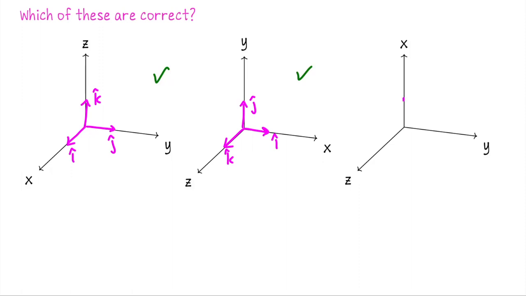On the other hand, in this third picture, if I have I pointing along the positive x-axis, J pointing along the positive y-axis, if you do the right-hand rule here, you would get this vector pointing backwards should give you K. And that's not the way I labeled these axes. So this third one is not a valid way to label the axes in R3.